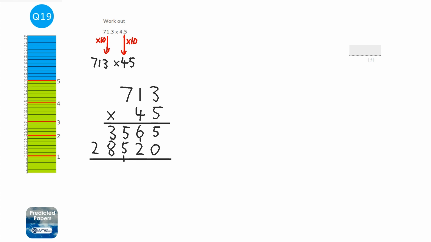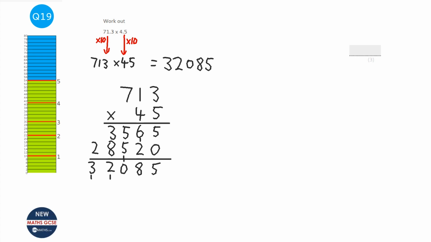Then we're going to add going downwards, so 5, 6 times 2 is 8, 5 times 5 is 10, so it would be 8 plus 3, which is 11, plus the 1 is 12, and then 2 plus the 1 we carried, which is 3. So this is going to equal 32,085, but the problem is we times two numbers by 10, so we need to undo that.